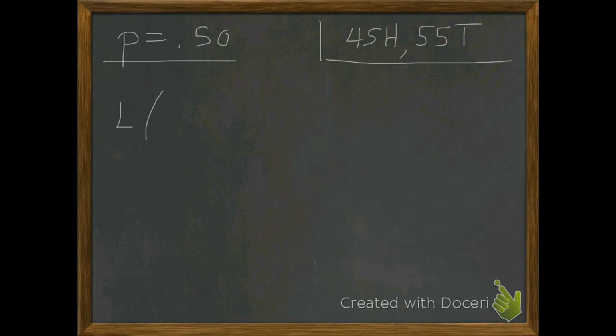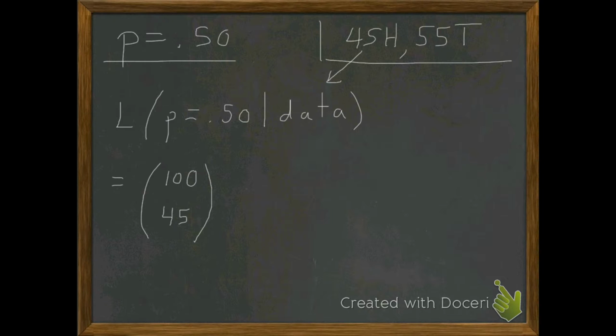So we can say that the likelihood, if we are drawing from a distribution where p is equal to 0.50, in other words, the probability of getting a head is 0.5, probability of getting a tail is 0.5, after observing our data, could be found by taking 100 choose 45, times 0.5 to the 45th.